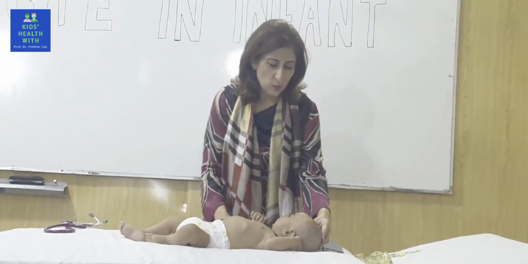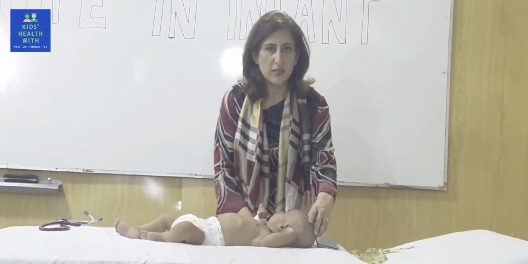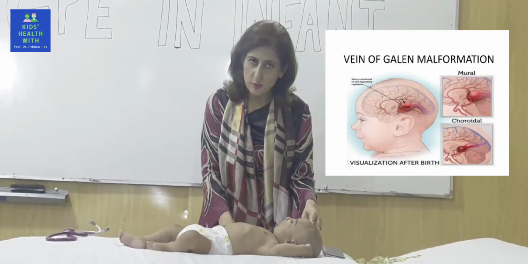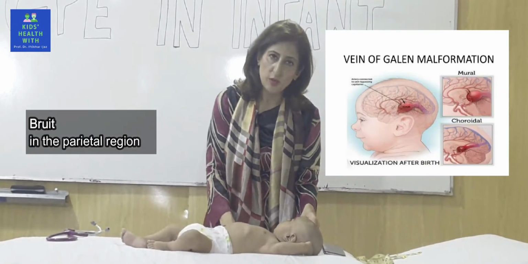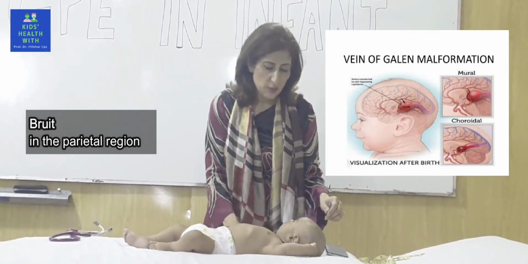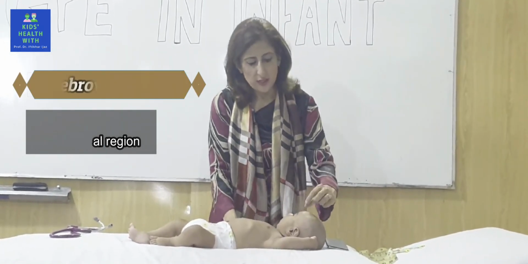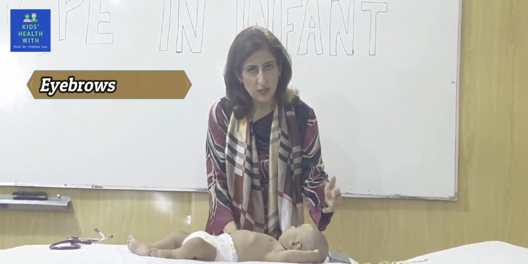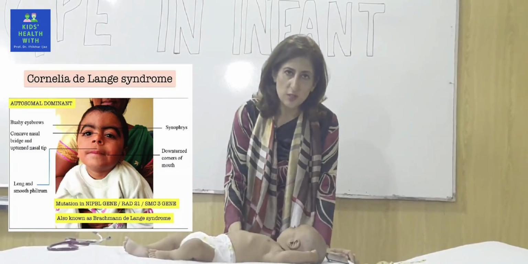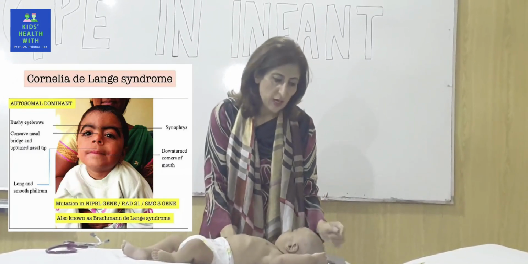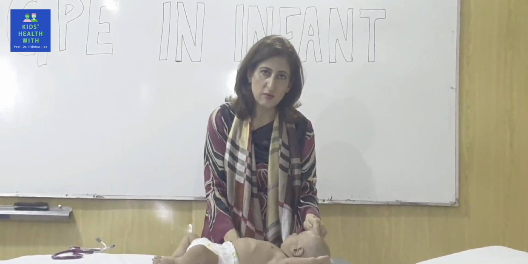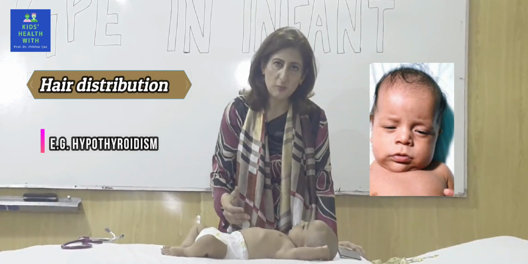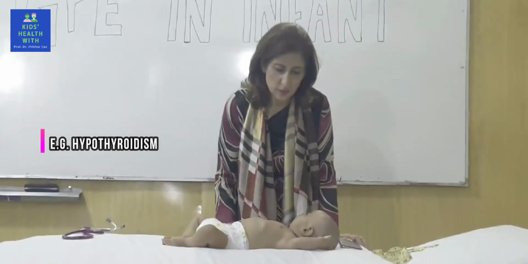The next step would be to look for any bulge, or in cases where you find a large head, sometimes, though rarely, there is a vein of Galen malformation. Here you can find a bruit on the parietal region. Next would be to look for eyebrows, that is, whether they are normally placed and not very bushy, because very hairy or bushy eyebrows can be in few conditions like Cornelia de Lange syndrome. This baby does not have much hair and they have already shaved, but you have to look for any low hairline as well, for example in hypothyroidism and certain other conditions.